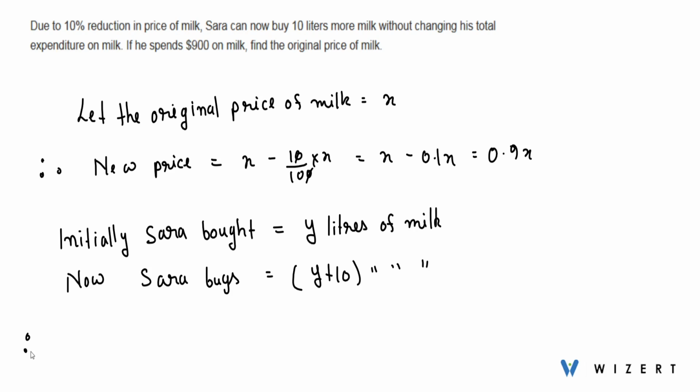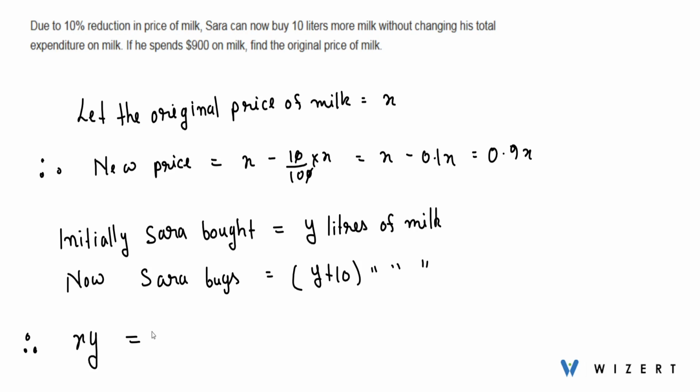Therefore, in the given question, it has been given that she spends the same amount earlier as present, right? Earlier she used to spend $900 on milk, and now also when the price has been reduced, she is paying the same amount. Therefore, our equation will become x multiplied by y, that is, original price of milk per liter is x, and total amount of milk which she bought earlier was y, so x into y.